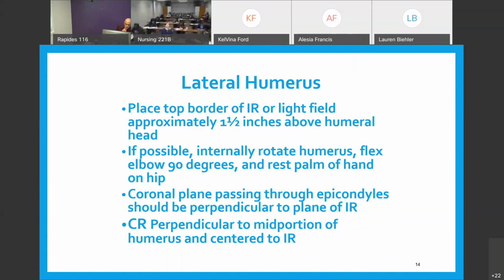Unless contraindicated by possible fracture, internally rotate the arm, flex the elbow 90 degrees. This places the humerus in a lateral position. A coronal plane passing through the epicondyle should be perpendicular. And the next bullet, it says a patient with a broken humerus may be easier to position by performing a medial lateral projection as shown in figure 5.154.